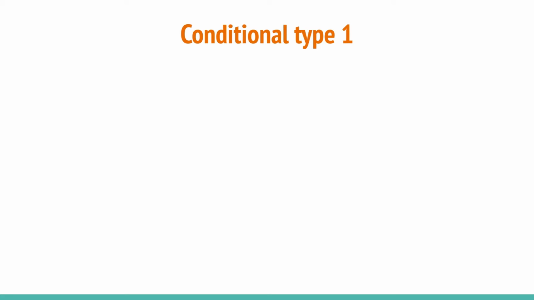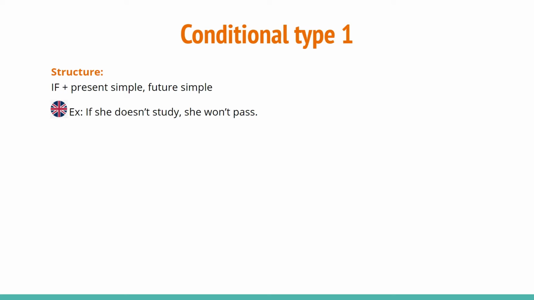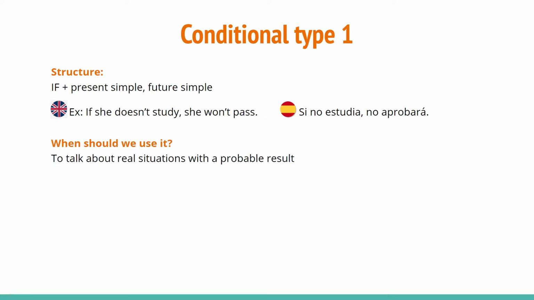Secondly, we are going to watch the conditional type 1 or the first conditional. This structure begins with the word if plus present simple, and in the second sentence we have to add the future simple. Here we can see the example: if she doesn't study, she won't pass, which means si no estudia, no aprobará. When should we use this type of conditional? To talk about real situations with a probable result.